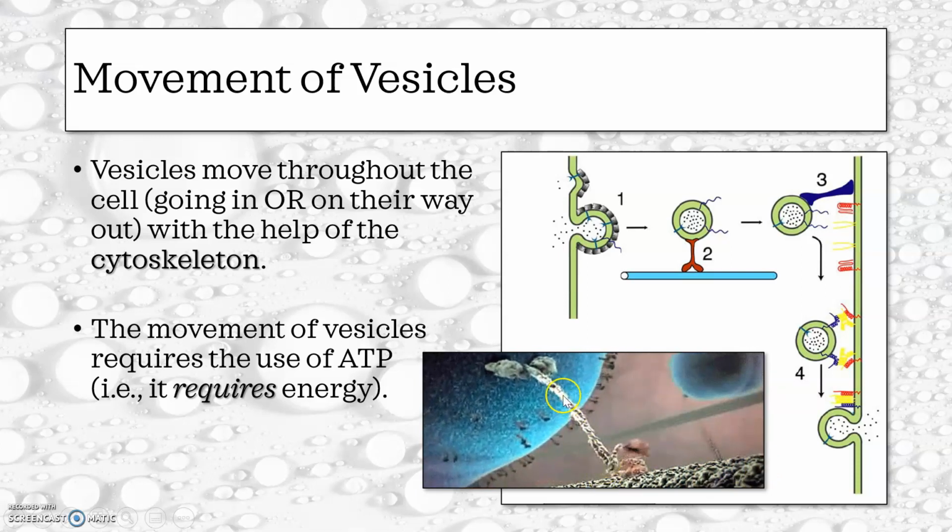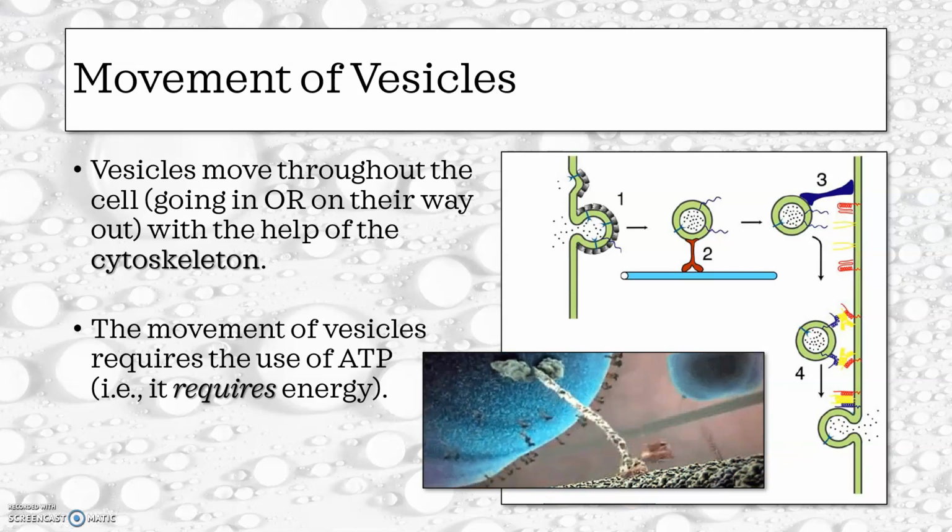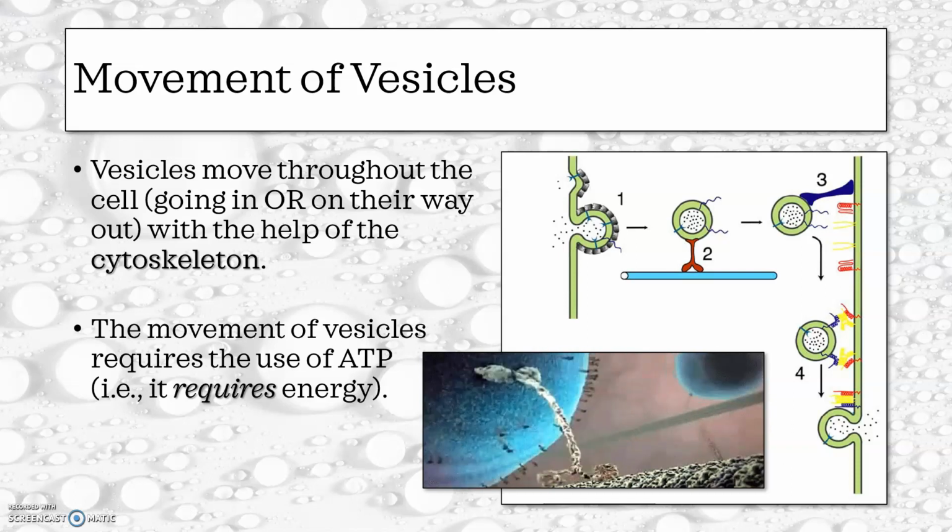This protein that you see here that looks like it's walking and actually taking steps, every time it binds and detaches, like taking a step here, that is using ATP. So this protein, its job is to carry that vesicle along this track of the cytoskeleton, and that's how things move around in the cell. It does require the use of ATP. So anytime you have a vesicle, whether it's moving into the cell or moving out of the cell, that is something that is going to require the input of energy.